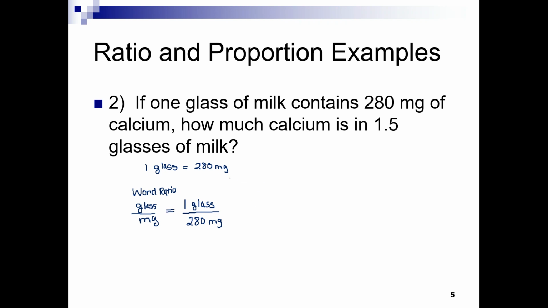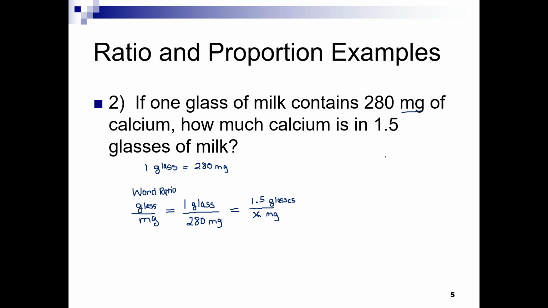Reading the second phrase, I am asked the question, how much calcium? So the calcium is what was measured up here in milligrams, and so the thing I don't know are the milligrams, so I'm going to put an x as a variable in the denominator. I keep reading, how much calcium is in 1.5 glasses? So the 1.5 glasses of milk goes on top because that is where my label of glasses is going. So that is my thought process in setting it up.